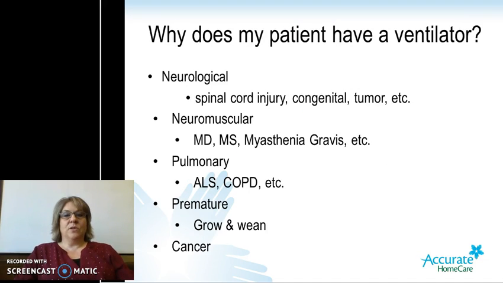When we get a client that's on a ventilator, we want to know why. Why does my patient have this ventilator? Is it a neurological reason, a neuromuscular, pulmonary, premature, or cancer? Every one of these has a different outcome and has a different disease progression. By knowing a little bit about the disease progression, we can make very informed decisions to help our client out and be their advocate.